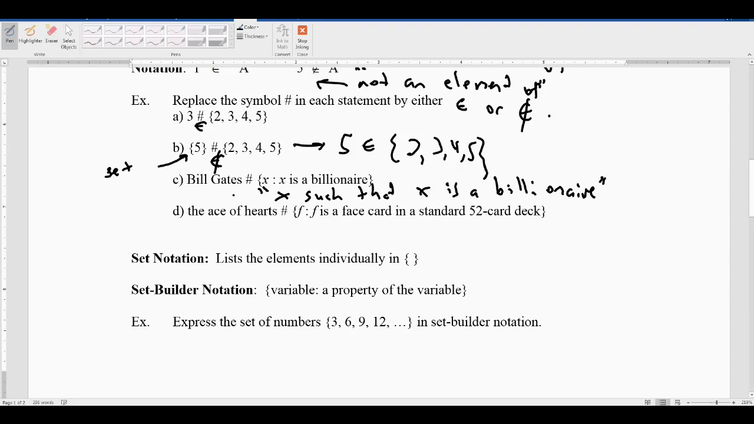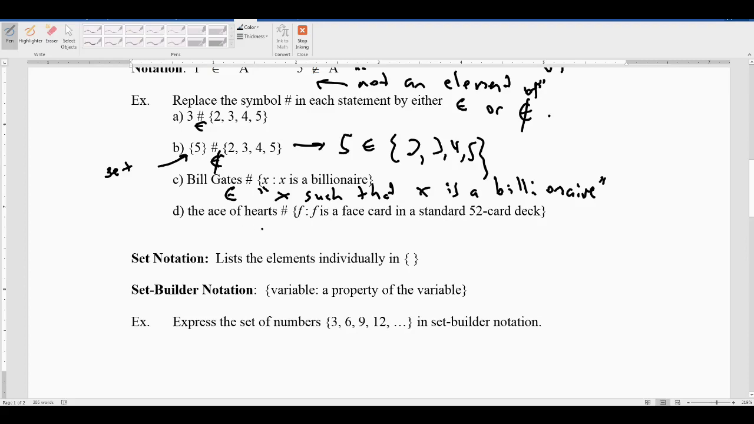So, is Bill Gates a billionaire? The answer is yes, he is. So we'll use that, and it's just a single person. There's no set notation around it, no set braces. So we'll use the element because Bill Gates is an element of the billionaire set. If you don't think of it like that.